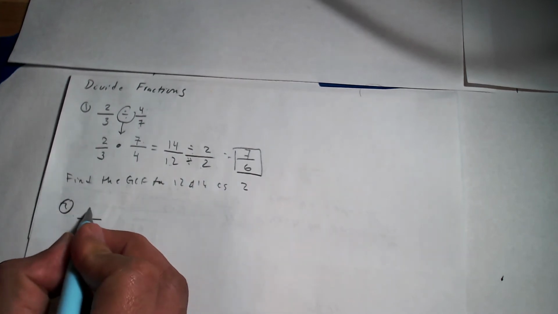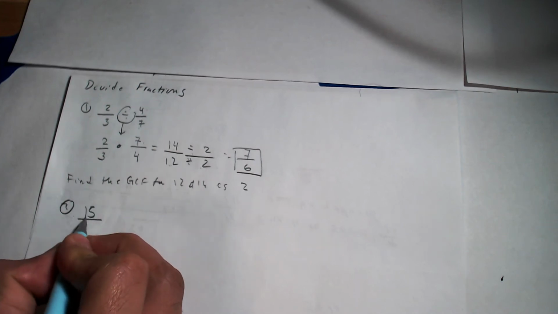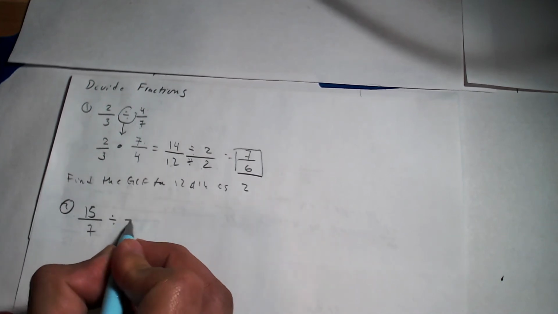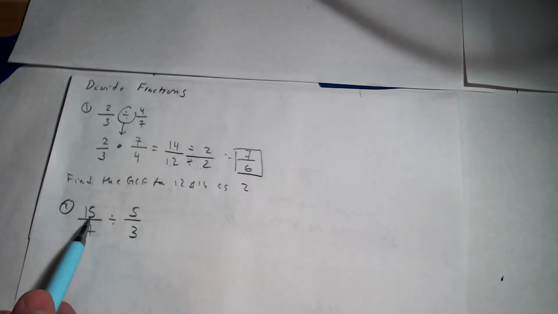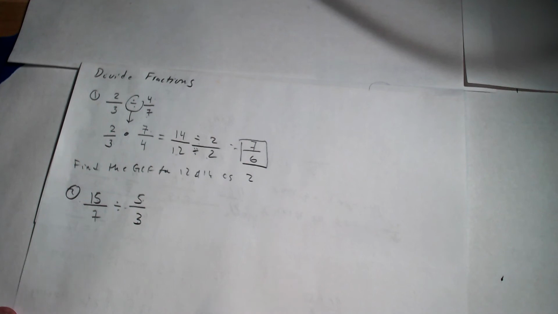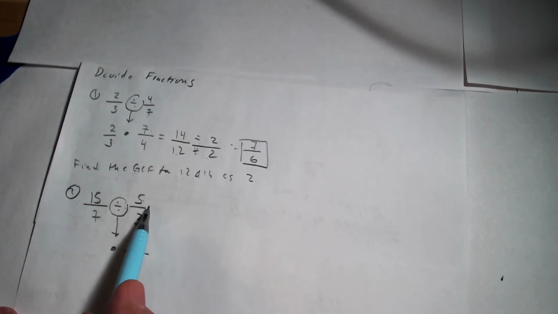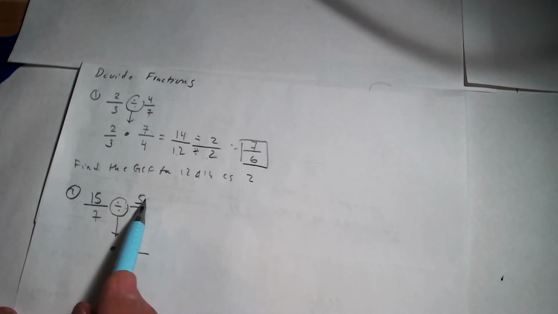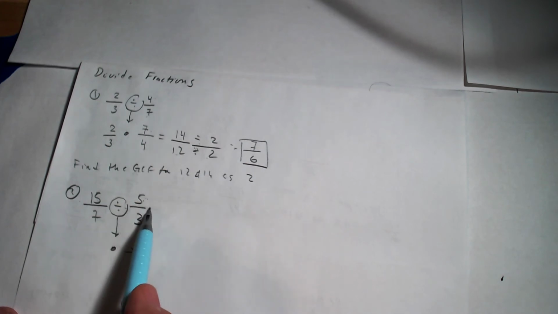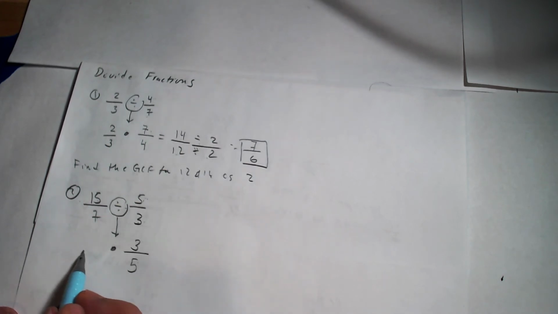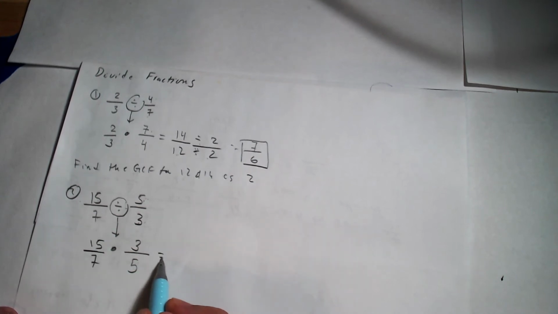So let's look at another example. Let's say I have 15 over 7 divided by 5 over 3. Again, you don't do 15 divided by 5 and you don't do 7 divided by 3. So what's the first thing you have to do? You're going to have to change this to multiplication. The second thing is to get the reciprocal of this one. Instead of 5 over 3, I want to flip only the second fraction, from 5 over 3 to 3 over 5. This one stays the same, and then you just multiply straight across.